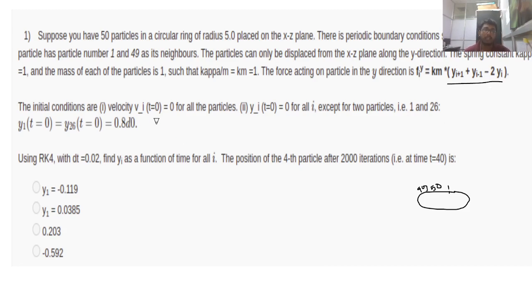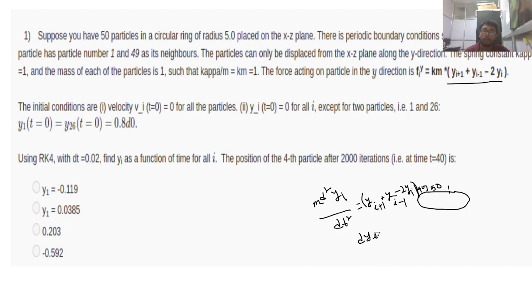Okay, so here what will be the equations of motion? First of all, let's say you have the equation of motion for the ith particle: d2 yi dt2 equals to this formula, right? So let's say y(i+1) plus y(i-1) minus 2 yi. Okay, so this will be my form.